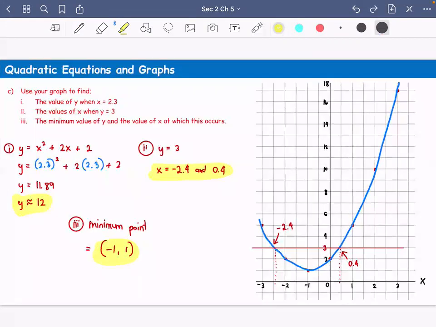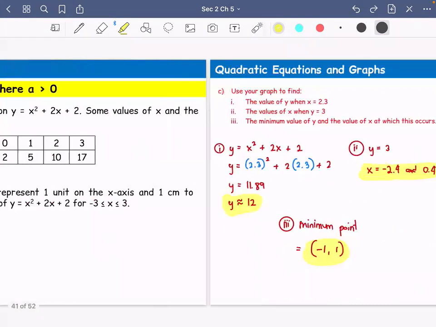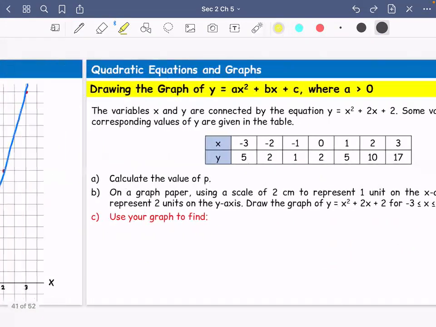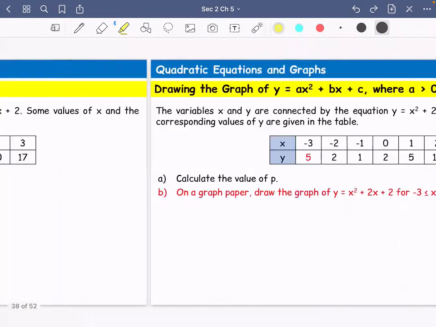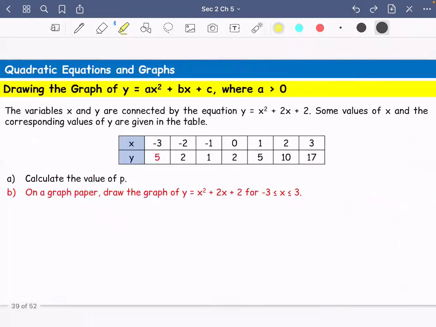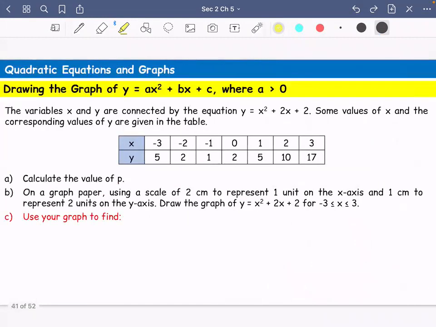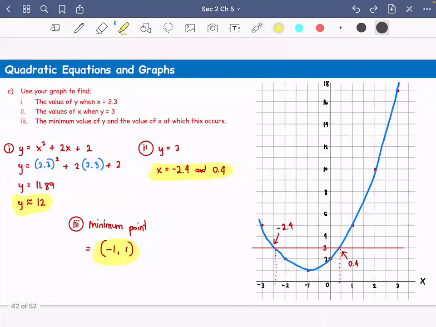So class, do you have any question about drawing the graph of a quadratic equation? Sec 2, do you have any specific questions before we go to another example? By the way, my next example will be my last example today.